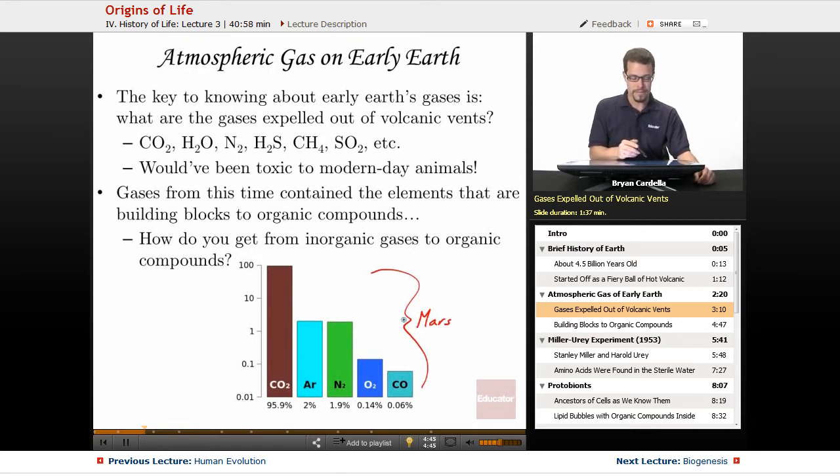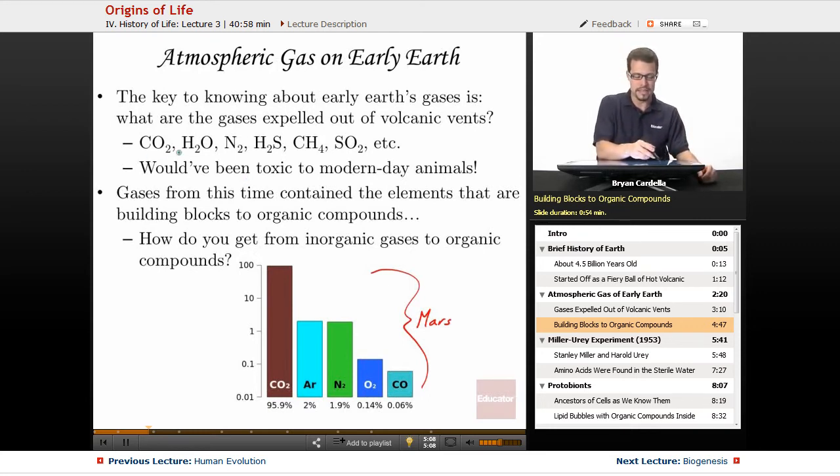So anyways, gases from this time contained the elements, the building blocks for organic compounds. If you look at what you got here, we've got carbon, oxygen, hydrogen, nitrogen, sulfur, get some phosphorus in there, a few other things. You've got all the building blocks you need to make cells eventually.